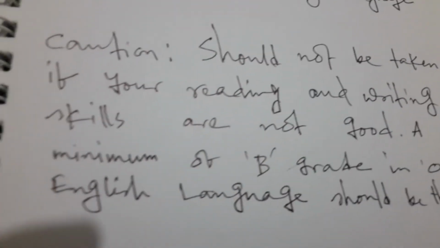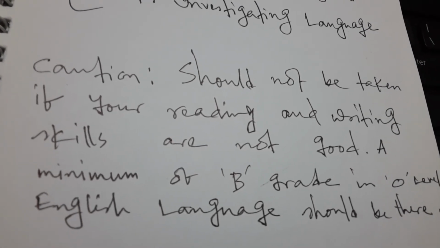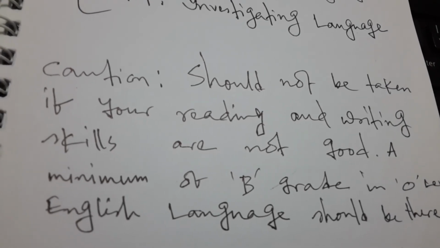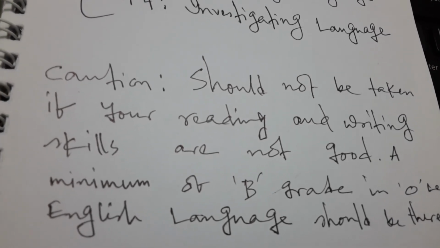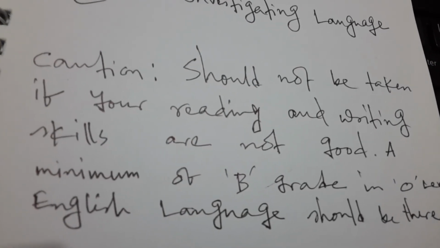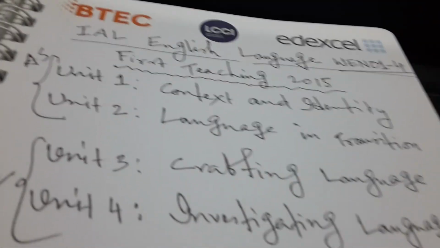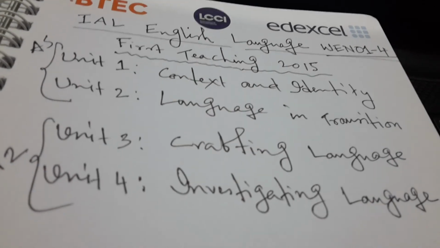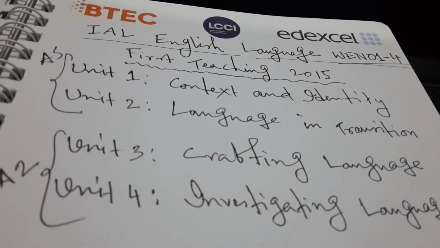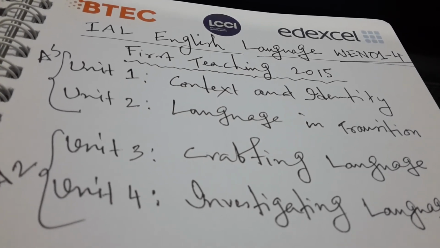And here is the caution. I wrote something, if you can read, it should not be taken if your reading and writing skills are not good. A minimum of B grade in O-level English language should be there. In fact, when you come to do A-level language, teachers take for granted that your basic language skill is pretty good. Otherwise, you shouldn't be doing this.